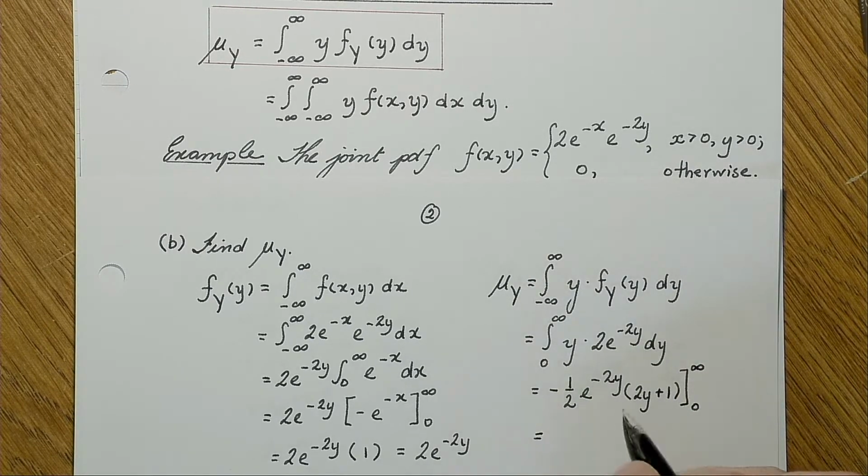And substituting in our values, if you put infinity into here, this makes it go to 0, so the whole term goes to 0. And also if I put in 0, this goes to 1, this goes to 1, and so I'm left with the 1/2. I have a negative, but my first term was 0, so minus will give me the positive 1/2.